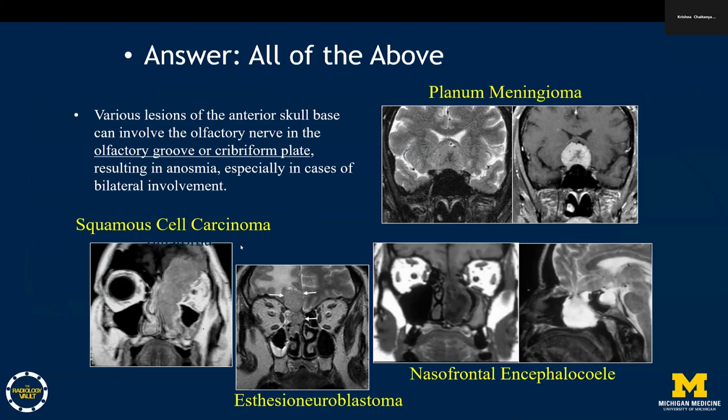On the bottom left, you have a case of squamous cell carcinoma invading the orbit and skull base and intracranially. And then here you have an esthesioneuroblastoma. You see cysts associated with the tumor interface with the brain. Here you have a pouching of CSF into the nasal cavity, and this is a nasofrontal encephalocele. And then here you have a meningioma along the planum sphenoidale, which is also a cause of anosmia.